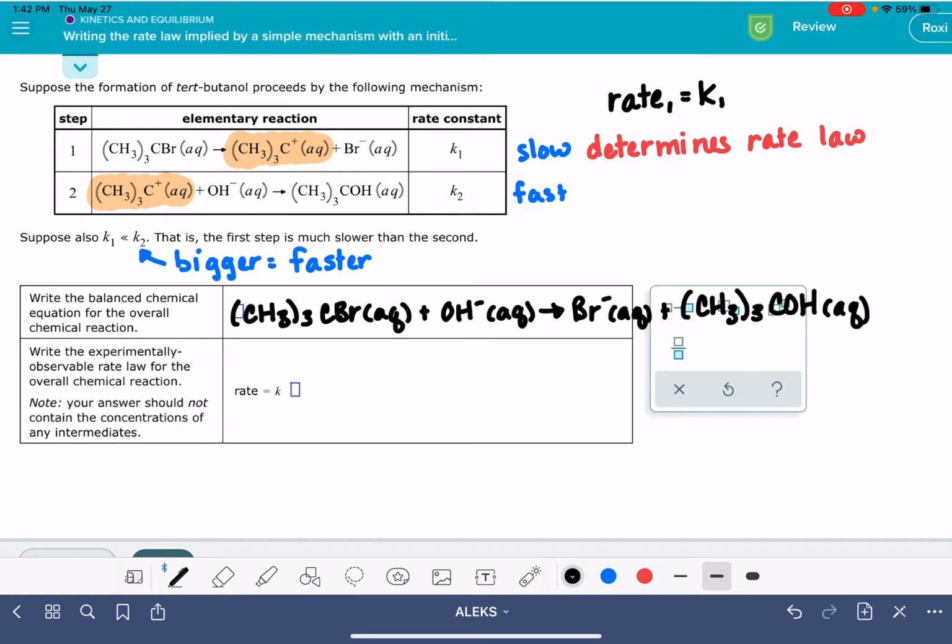For this particular step, the rate law would be rate 1, because it's step number 1, is equal to K1, again because it's step number 1, times our reactant, (CH3)3CBr, raised to its stoichiometric coefficient, which is just 1.